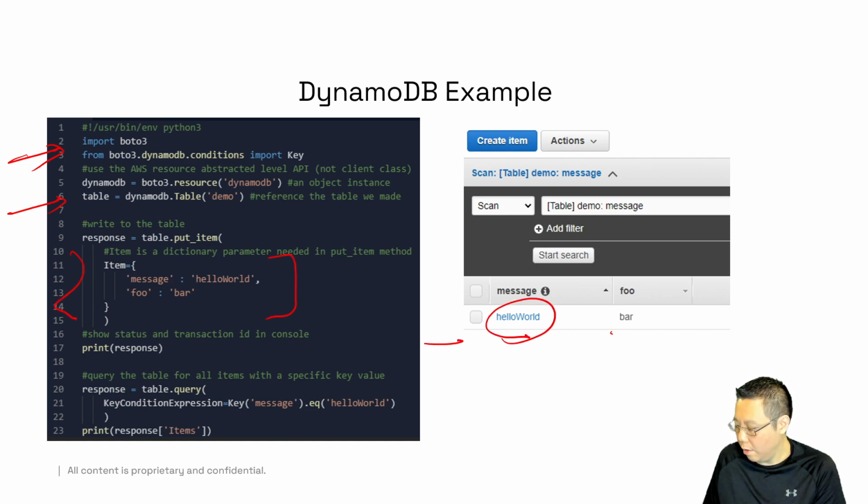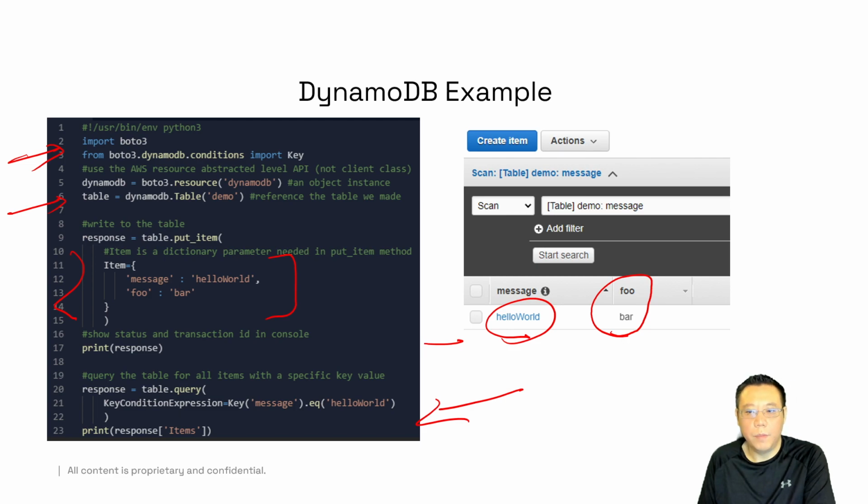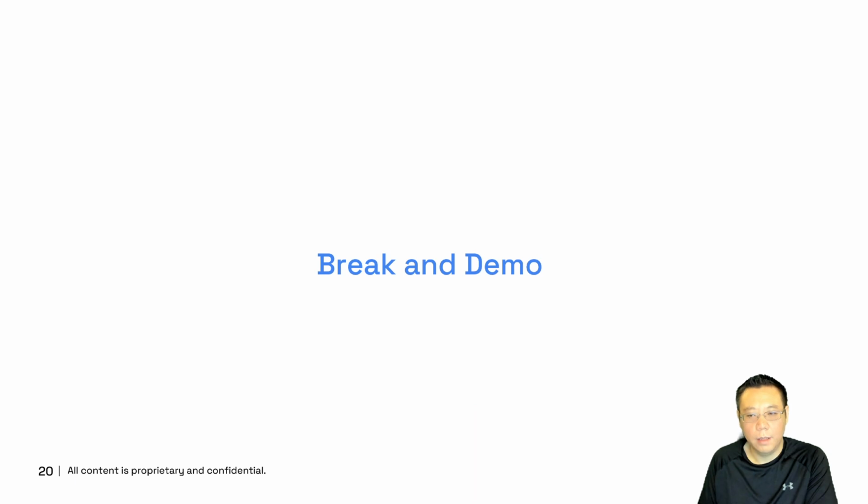Hello world being my key, and foo and bar being another column and value associated with that attribute. Notice that I didn't have to define my schema ahead of time. I can just keep adding on to it inside my table at the column record. Then I can query this and provide the information back to me based on the items I had placed in there. Let's take a break and do a quick demo, and we'll see you back shortly.